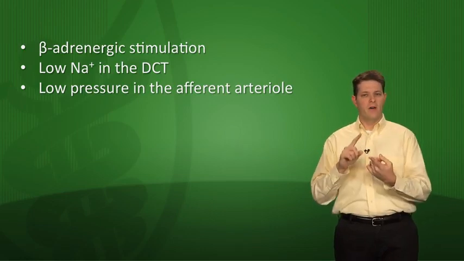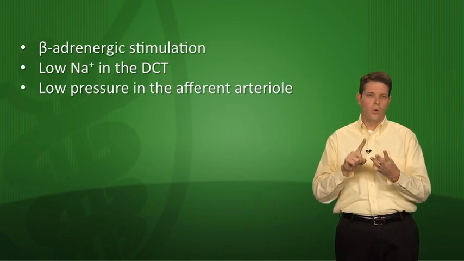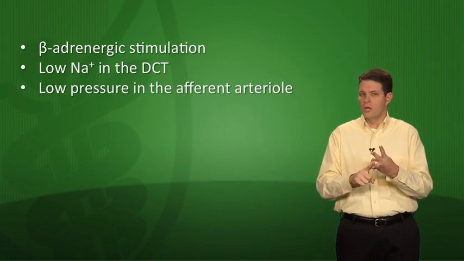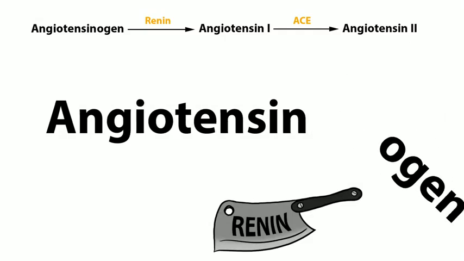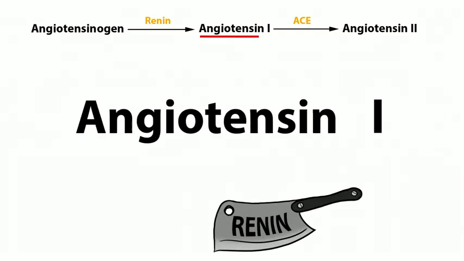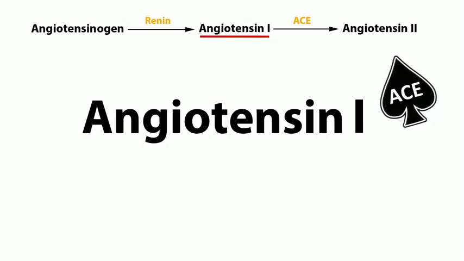So in the presence of high sympathetic tone, or low sodium delivery to the distal tubule, or low renal arterial blood pressure, you're going to have more renin released. Now, we've talked about renin several times already, but just to review, renin cleaves angiotensinogen into angiotensin 1, and then angiotensin converting enzyme converts angiotensin 1 to angiotensin 2.